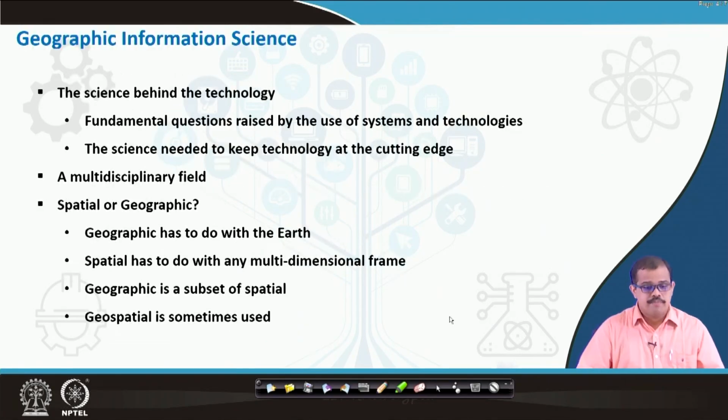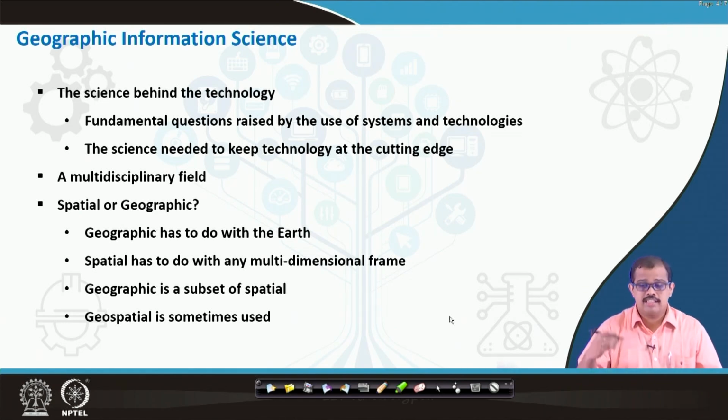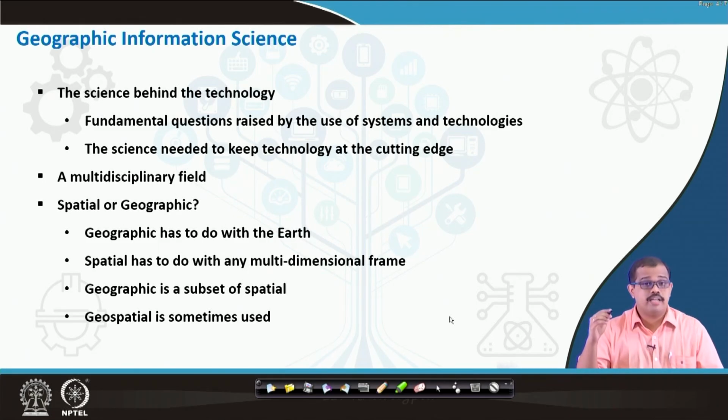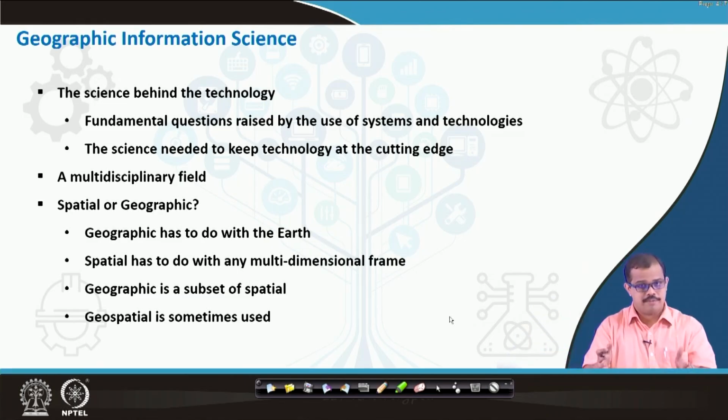Okay, so when we look at this, whatever we have learned, a hardware, a software is nothing but technologies, systems. But when we say geographic information science, this is the science behind that technology. This is a science that is driving that technology, which means these are the fundamental questions that are raised by the use of systems and technologies. So when I say systems, it's a hardware and a software. You use a software to derive meaningful information using a hardware.